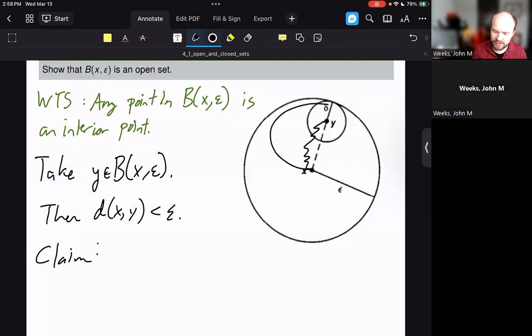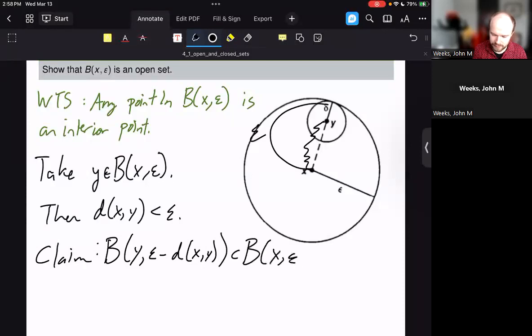Well, since this entire radius is epsilon, I think a good claim here would be to say that the ball centered around y of radius epsilon minus the distance between x and y should be completely inside of this ball. So that seems like it should be a good claim. Our picture certainly says that, but can we do that using the definitions of metric spaces?